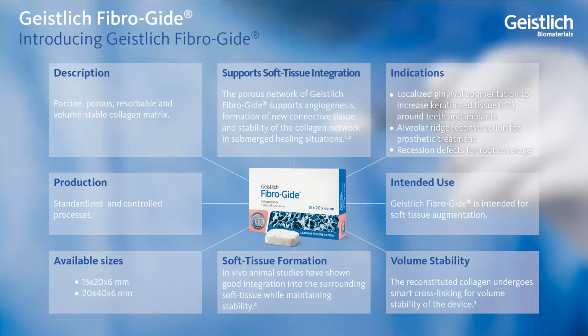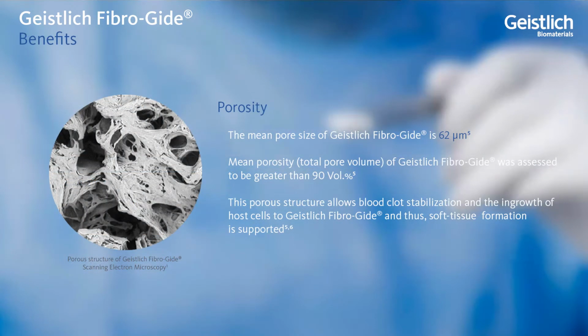Geistlich Fibro-Gide is a new porcine resorbable and volume-stable collagen matrix intended for soft tissue augmentation, indicated for localized gingival augmentation to increase keratinized tissue around teeth and implants, alveolar ridge reconstruction for prosthetic treatment, and recession defects for root coverage. Its porous collagen network supports angiogenesis and formation of new connective tissue, while maintaining its volume stability.